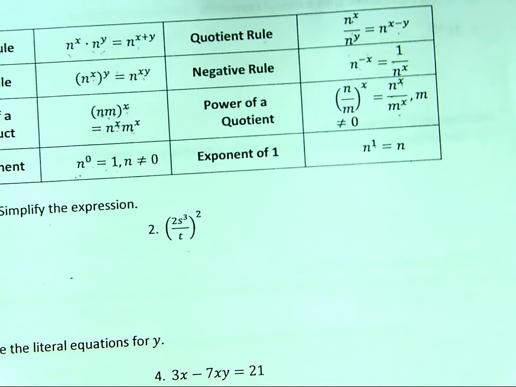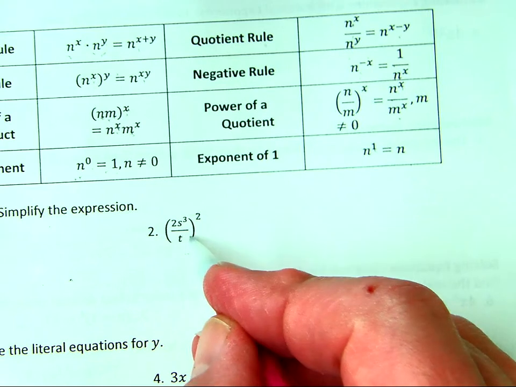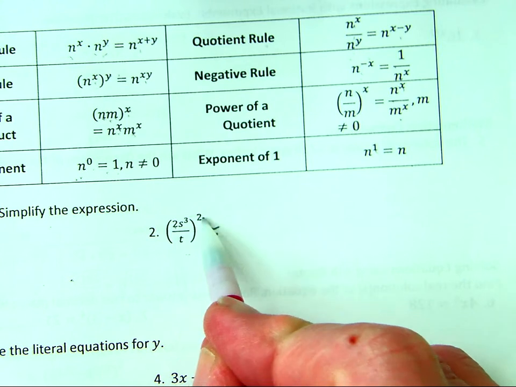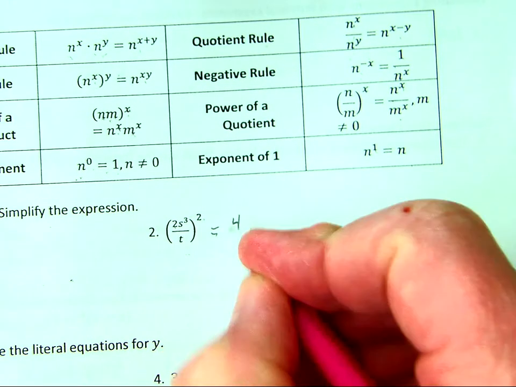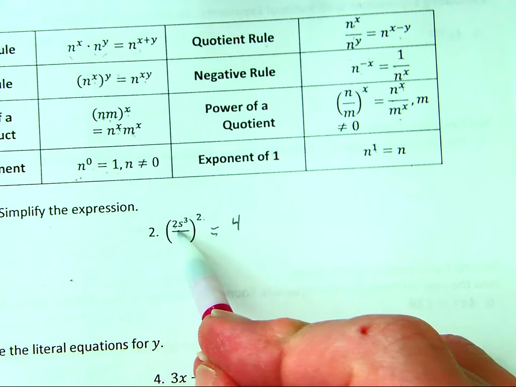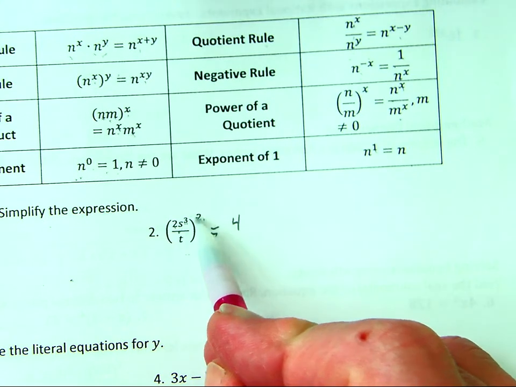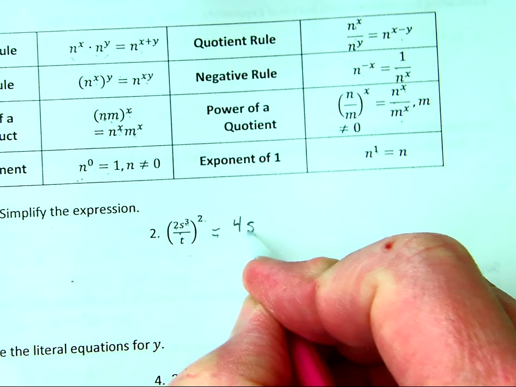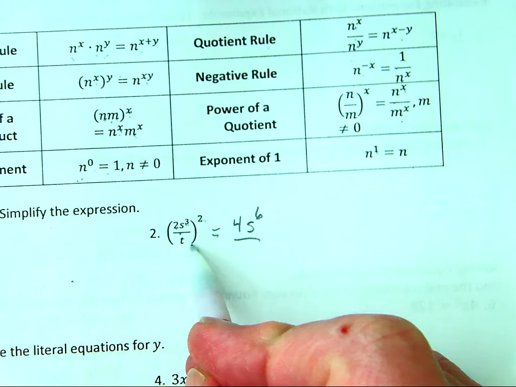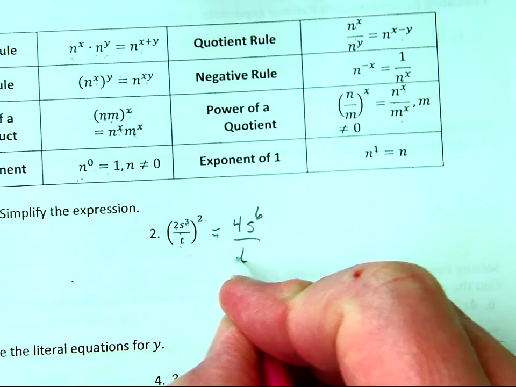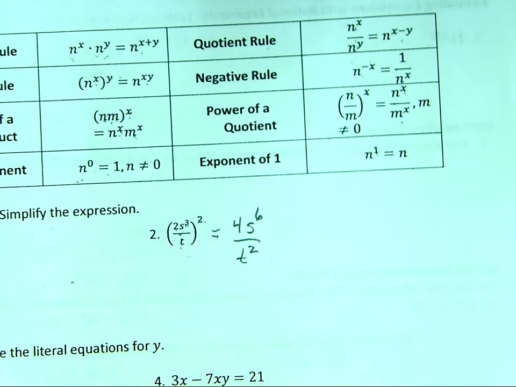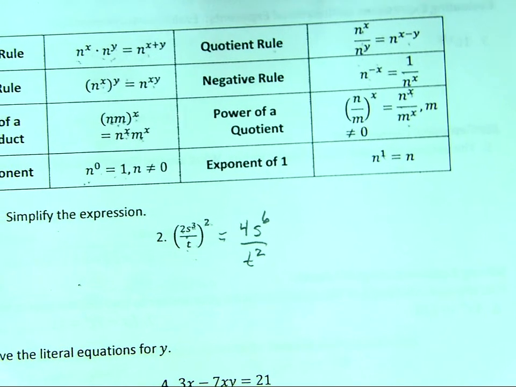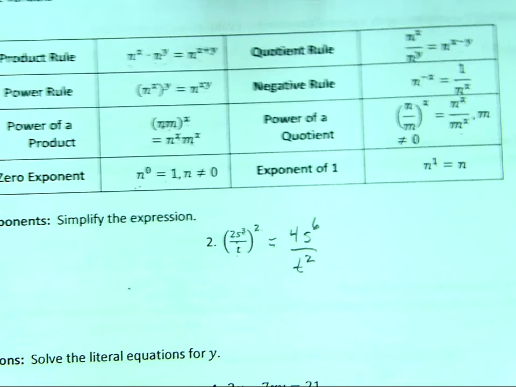Or this one. Notice it's all squared. So that means we can square everything in there. So we have 2 squared, which is 4. We have s cubed squared. Remember, when you raise a power to a power, you multiply exponents. So 3 times 2 is 6, so that's s to the sixth. And on the bottom, we're going to square that t also, so t squared. So that's just some work with exponents.